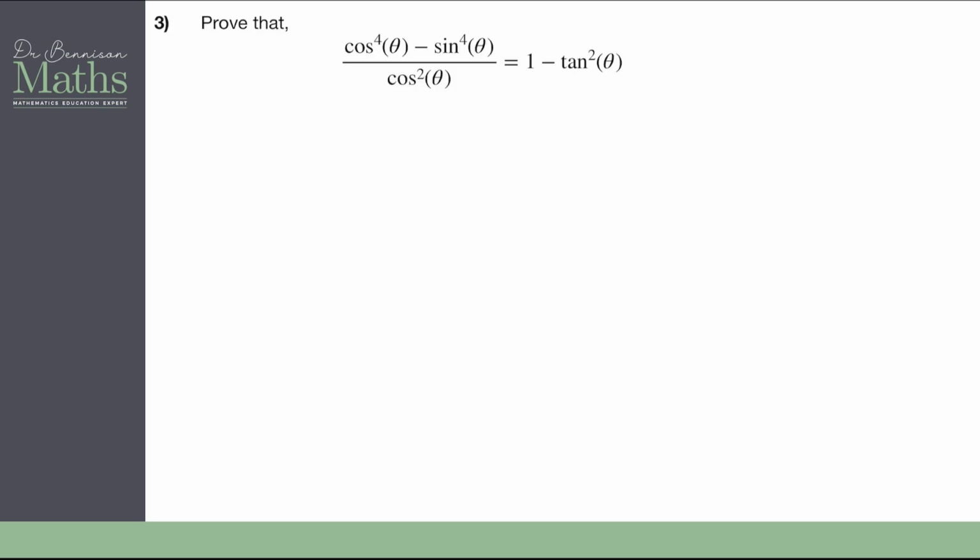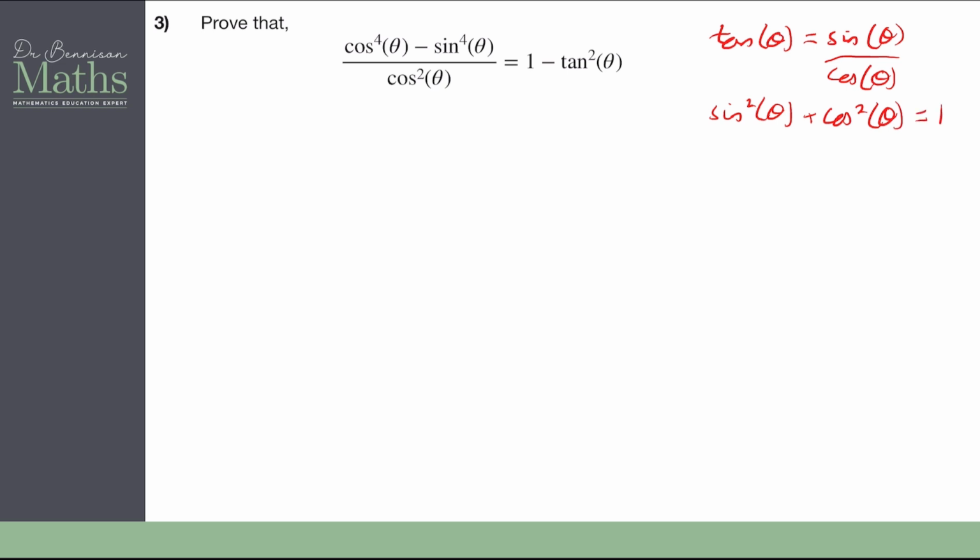Okay, finally, looking at question 3, it's a prove that question. So in year 12, we only had 2 trig identities that we needed to remember. We had that tan theta is sine theta over cos theta, and also that sine squared theta plus cos squared theta is equal to 1.